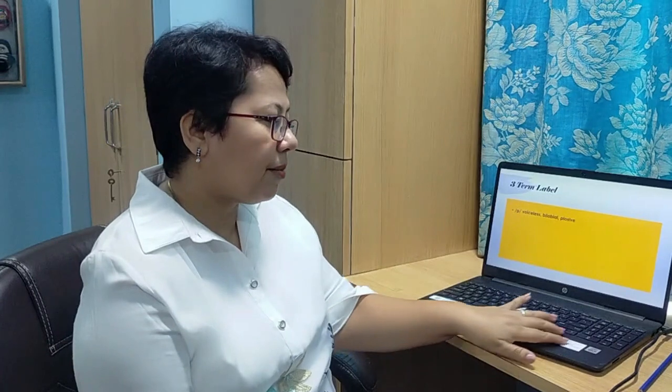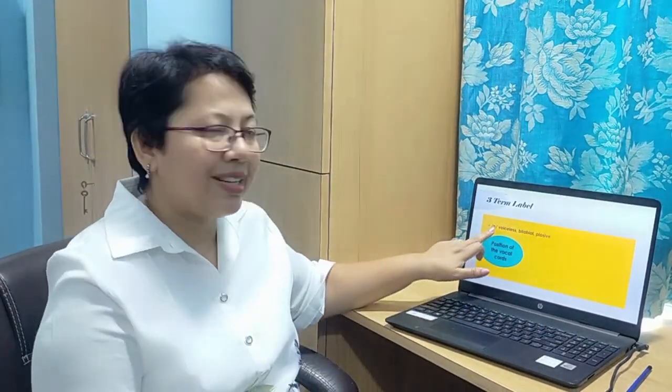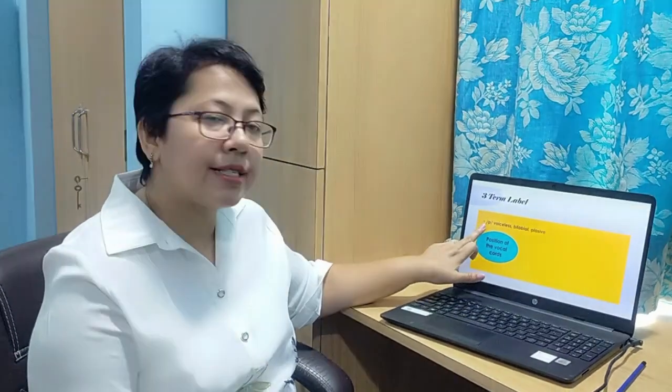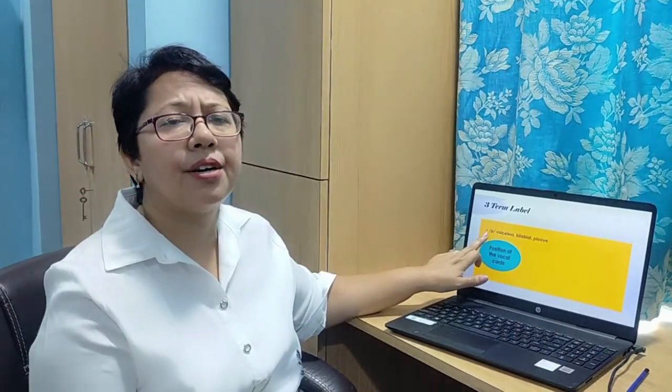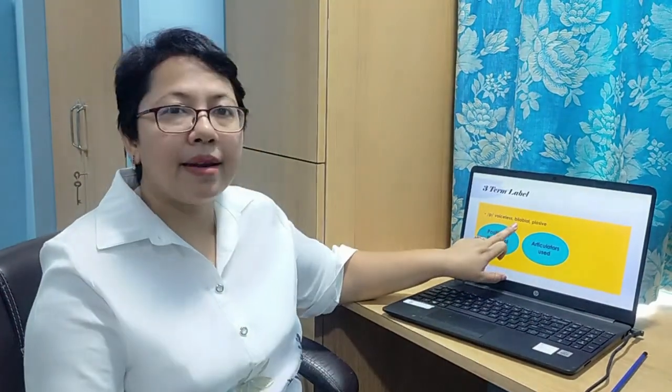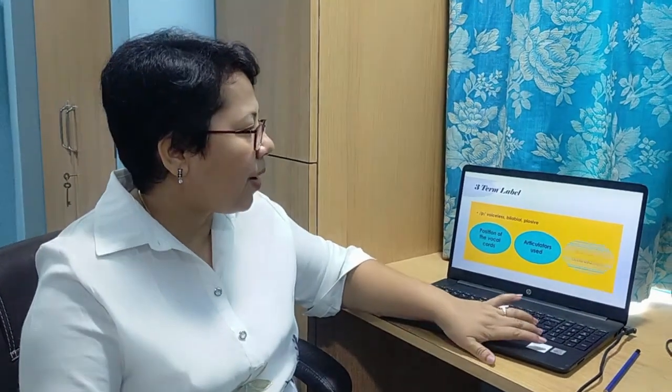So what is a 3-term label? The 3-term label will always give you the position of the vocal cords, that is voiceless. Now when I make p into b, the only difference in the 3-term label is that it will not be voiceless, it will be voiced. The second is bilabial, that means the articulators that I use, the 2 lips. And the third one is plosive, which is the manner of articulation. So we have 44 phonemes, and there are 44 3-term labels.